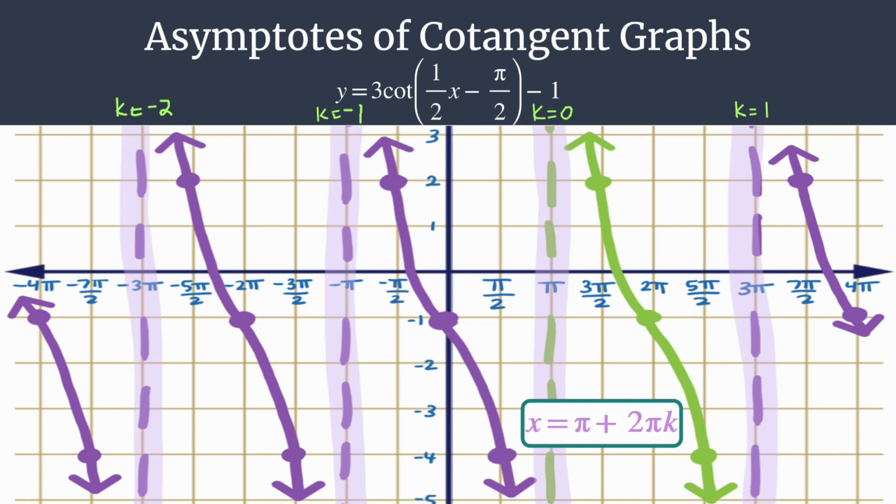So hopefully this helps you accomplish two things. One, a quick way to find the asymptotes equation for any cotangent equation. And two, helps you better understand that k term in the asymptotes equation.